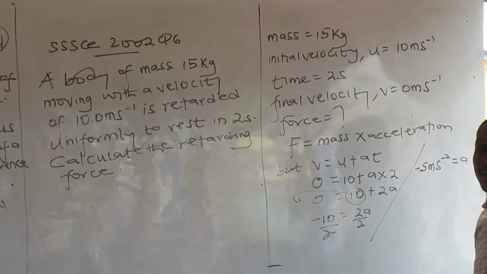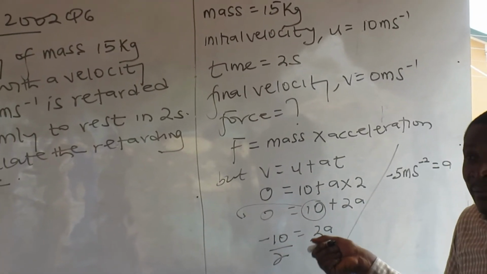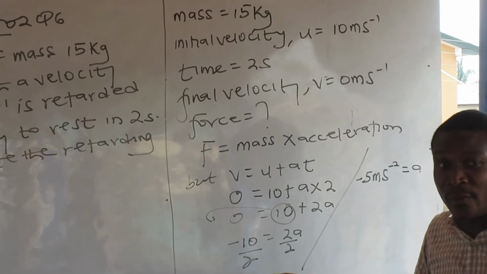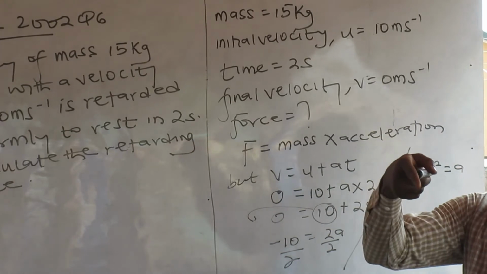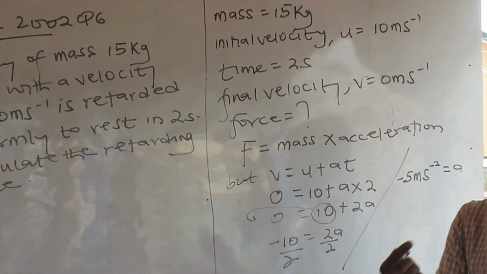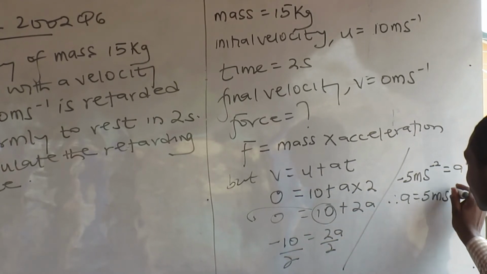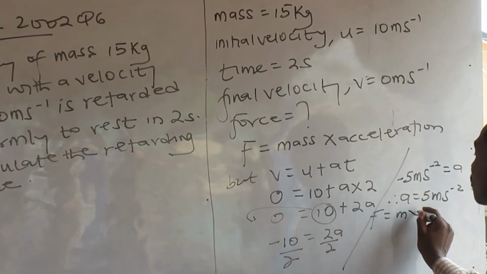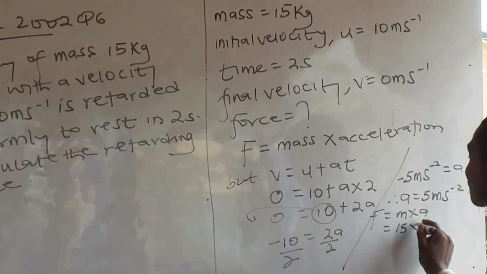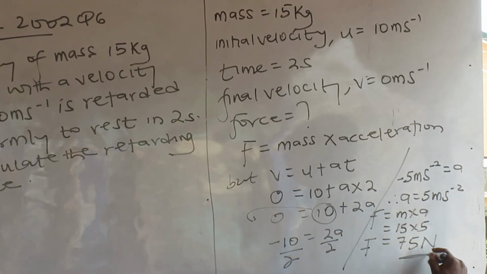Why are you getting negative? Didn't they say they want a retarding force? So the acceleration there is a retardation or a deceleration. That is why it is negative. The negative sign is just an indication that we are decelerating. So you can conclude by saying a equals 5. The negative sign is telling us something. Now what is the force? Mass times acceleration. The mass is 15, acceleration is 5. I'll get 75 Newton. Why Newton? Force is in Newton. Good.